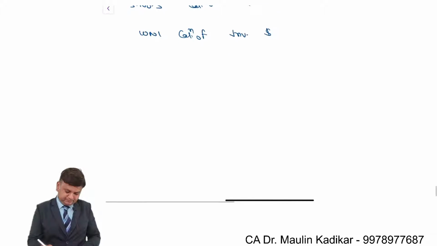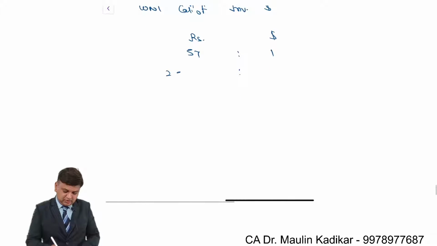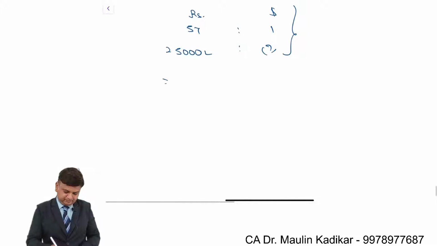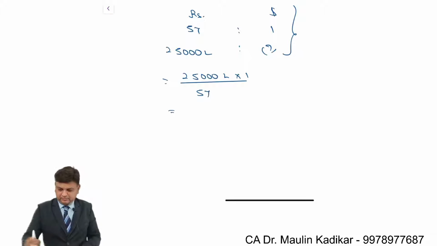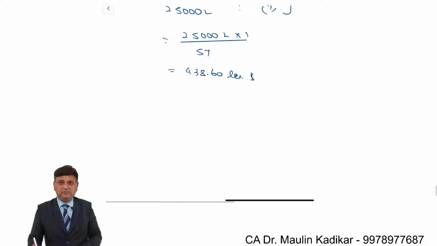In that, rupees and dollar, 57 rupees is equal to $1. 25,000 lakhs of rupees is equal to this amount of dollar. So 25,000 lakhs into 1 divided by 57. That is 438.60 lakhs of dollar.